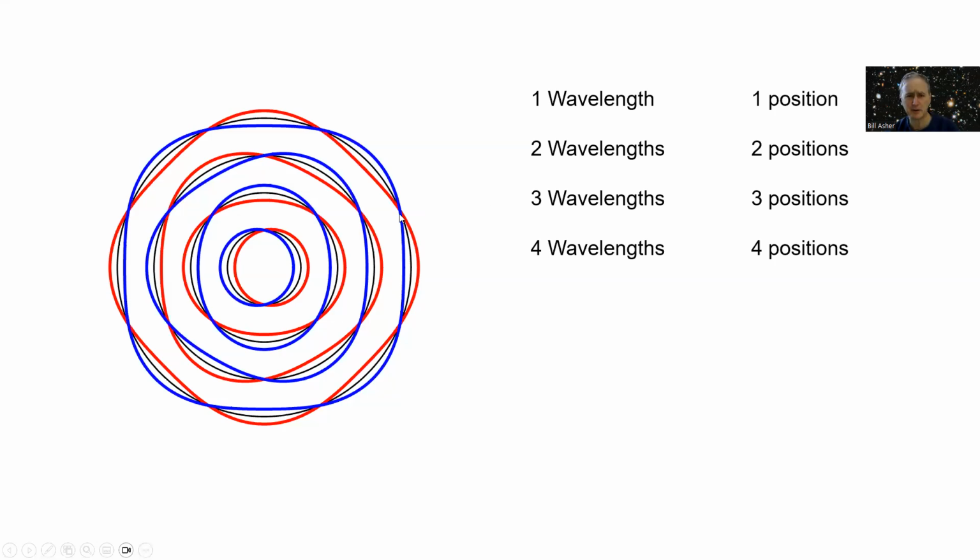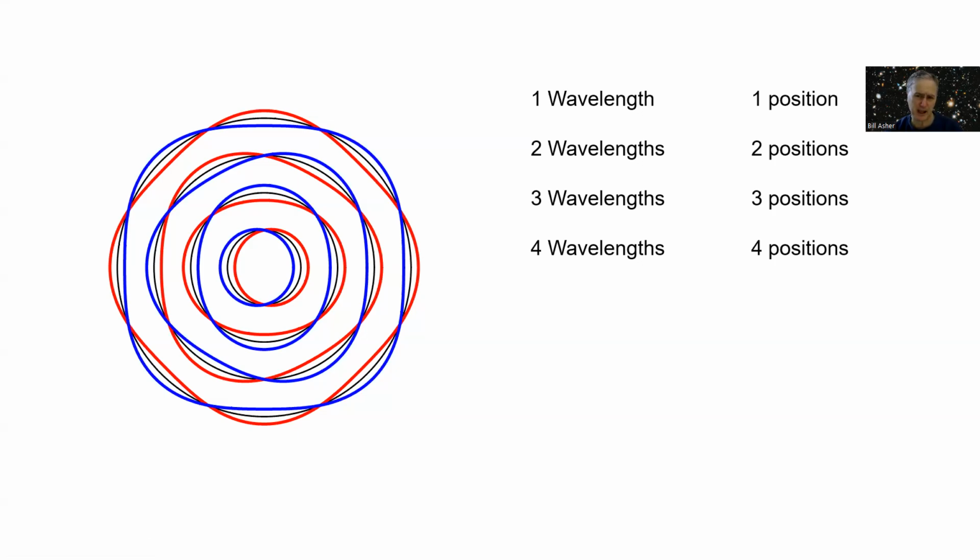For three wavelengths, there are three positions. It could have one wavelength, it could have two wavelengths, or it could be all the way around. For four wavelengths, there's four positions because it could be all the way around, which is four wavelengths, or three wavelengths, or two wavelengths, or just one wavelength, right? So as the number of shells go up, the number of positions where the electron can be go up.